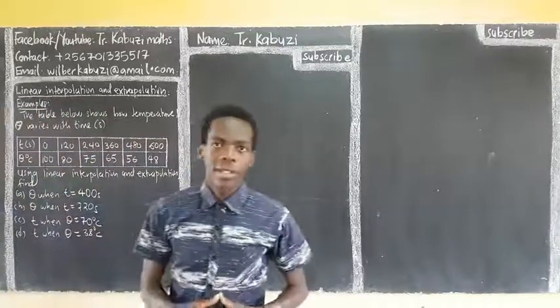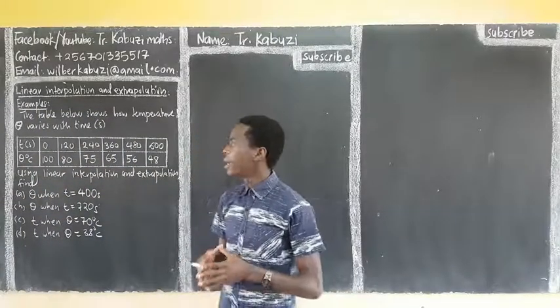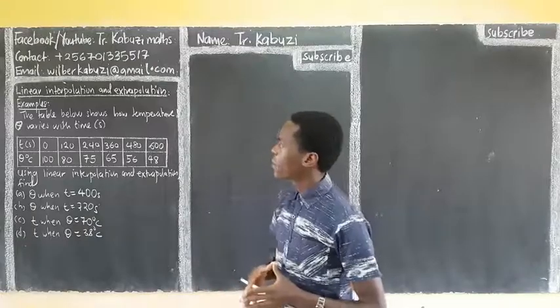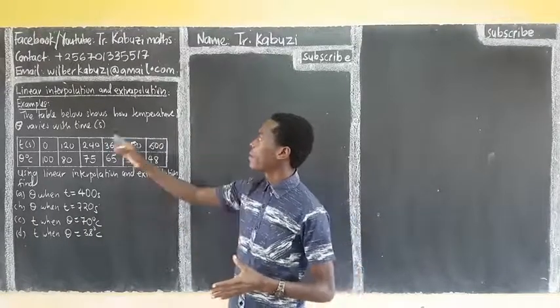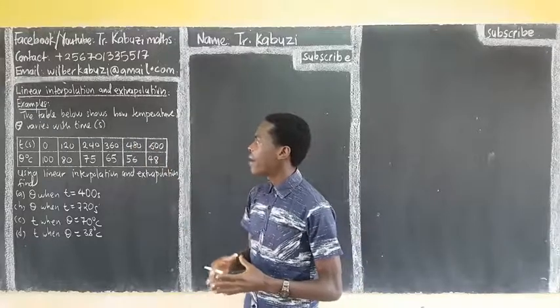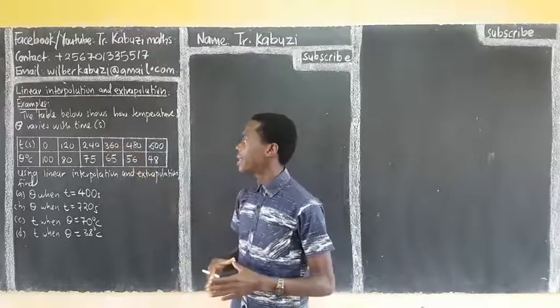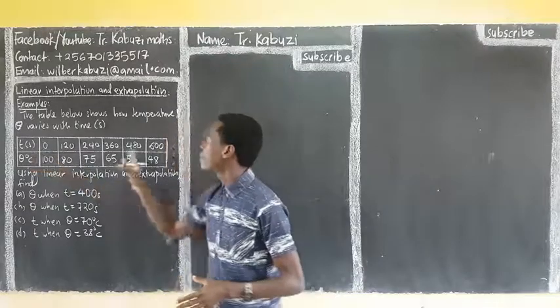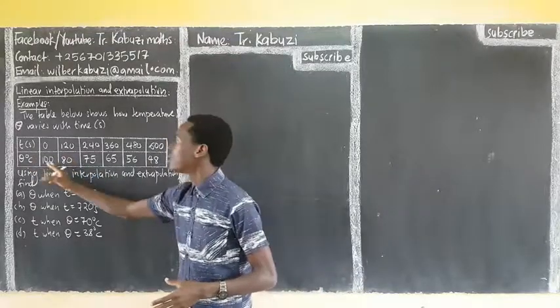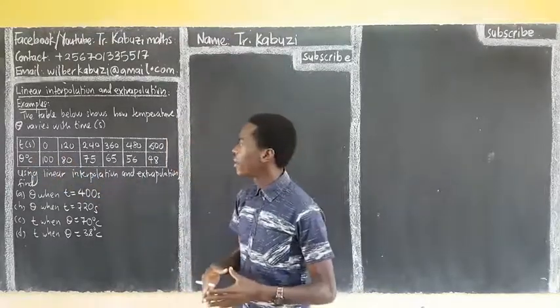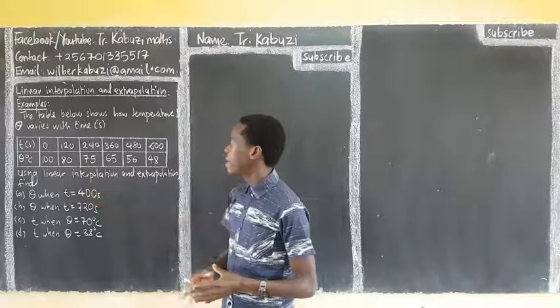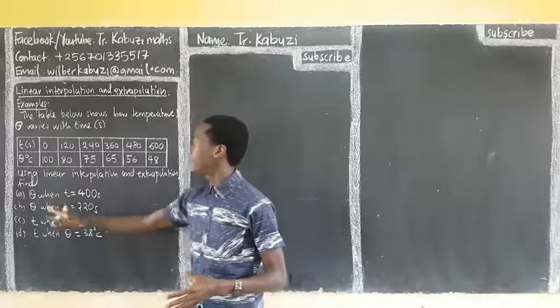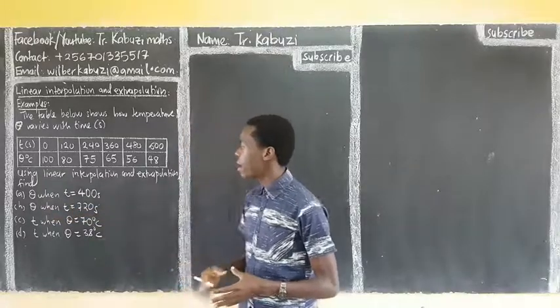Linear interpolation and extrapolation examples are what we are going to see in this lesson. Now, here we have a simple question. The table below shows how temperature theta varies with the time in seconds. So this is our time in seconds, and this is our temperature in degrees. They are telling us that using linear interpolation and extrapolation, find theta when t is 400 seconds.